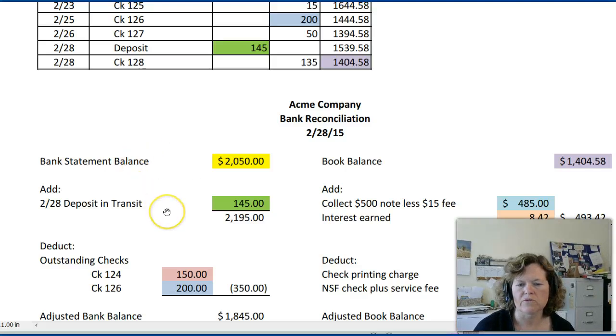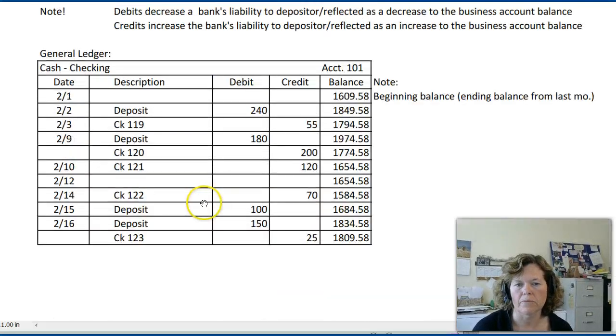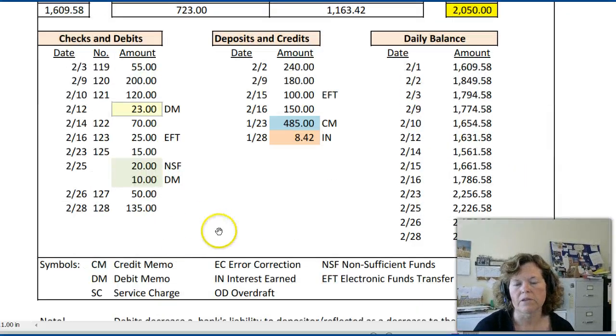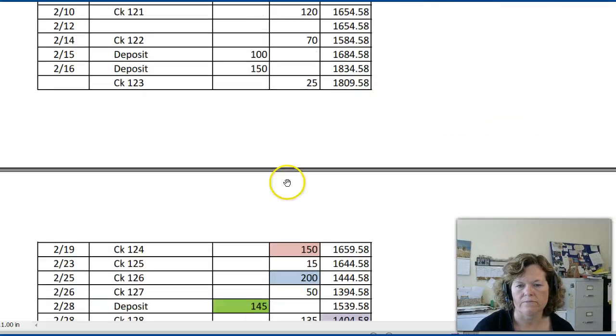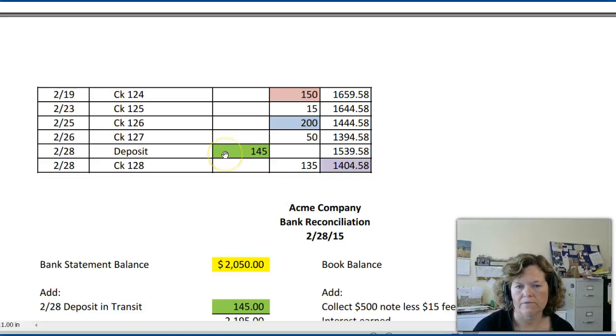On the bank side, the general timing items are deposits in transit, and you can see this coming from up here. This was a deposit on February 28th that didn't make it onto the bank's records until the next month, so it's not shown on the bank's statement. You can go up there and verify. You basically have to cross-check what's shown on the bank statement and what's shown on your books. The last deposit on the bank's books is here on the 23rd, that $485. So it's not down here.